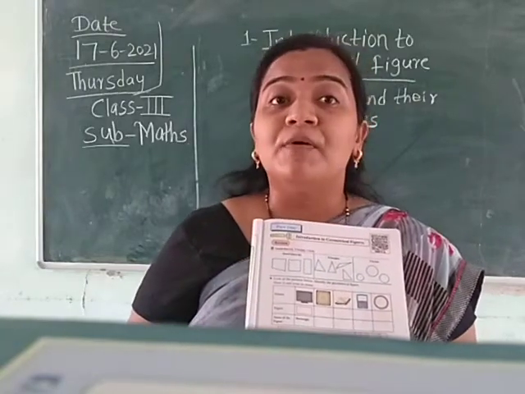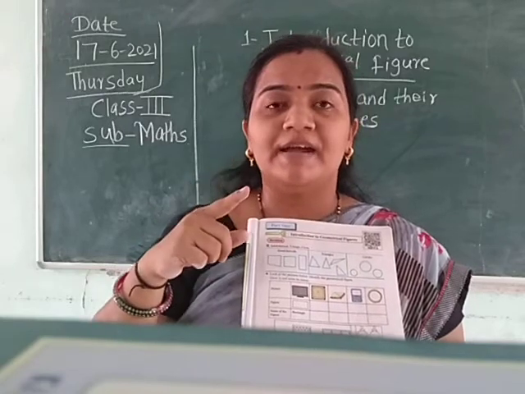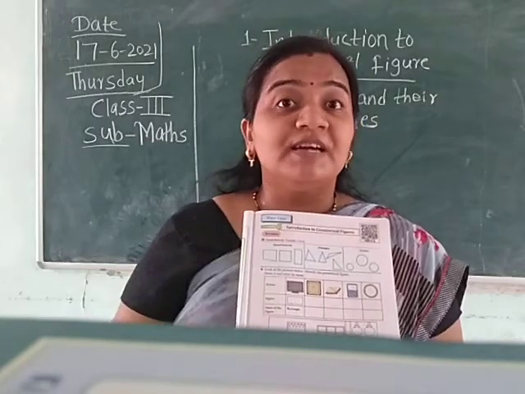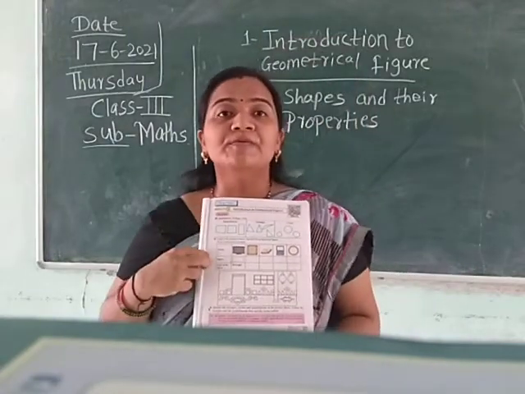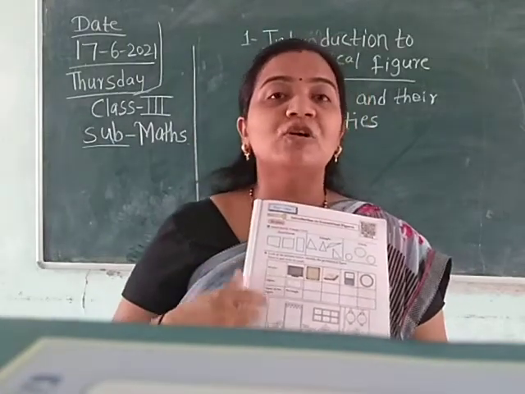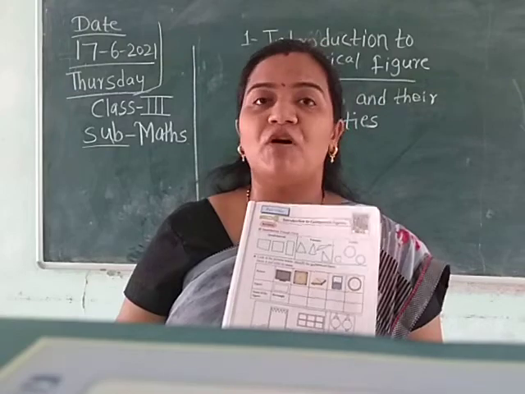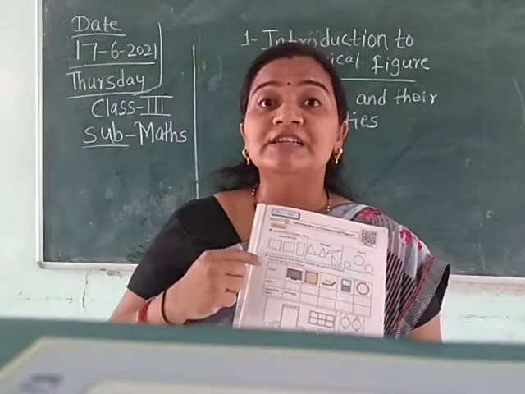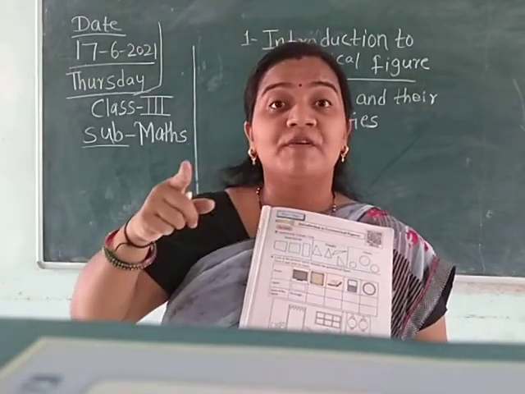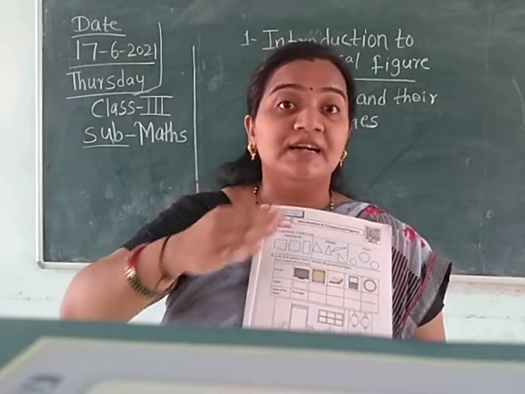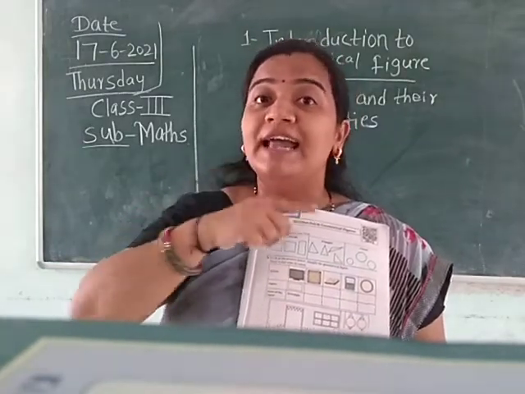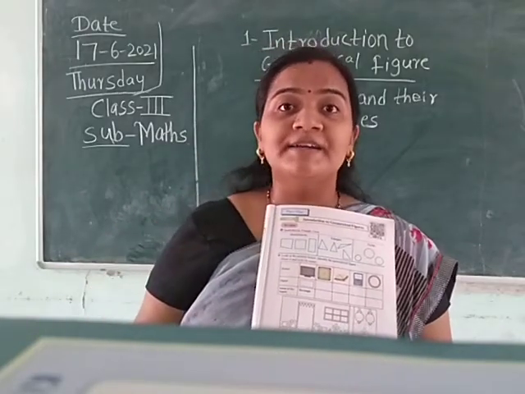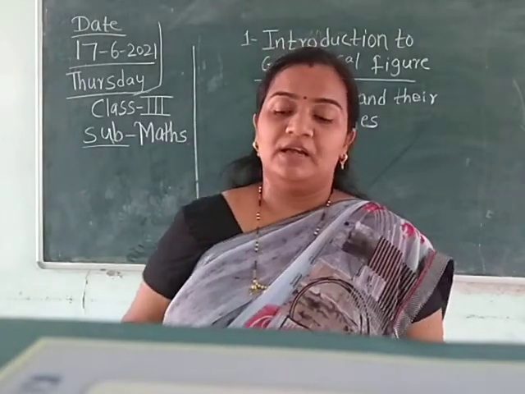Now carrom board, slice of bread. Which figure is this? Square. Okay. So in our daily life also, so many shapes are involved. Triangle shapes, the slice of a pizza. If we cut a slice of bread, we get a triangle shape. Okay. Now tell me.